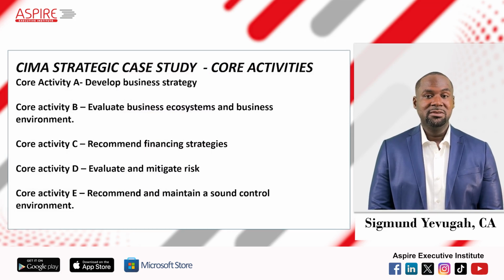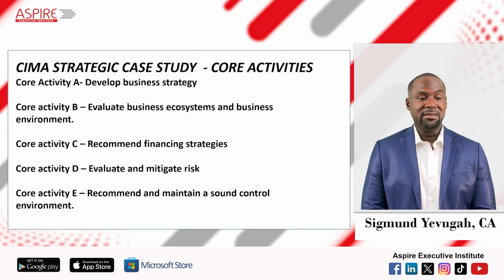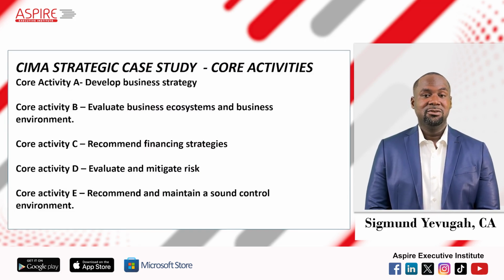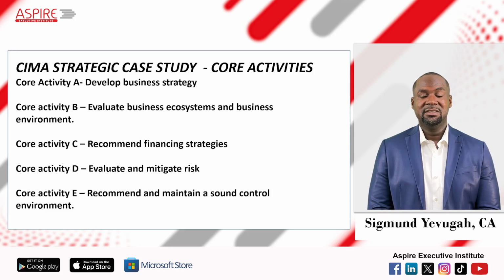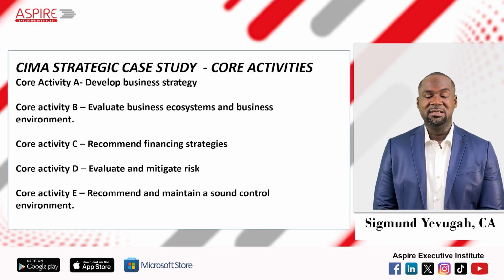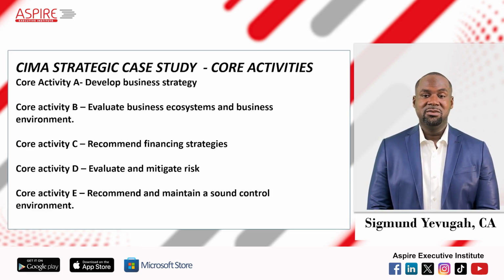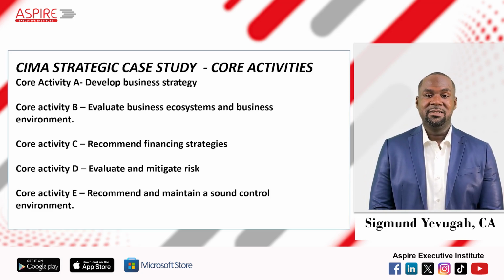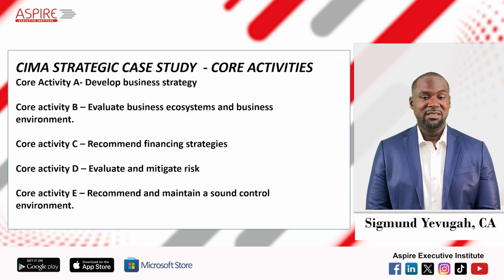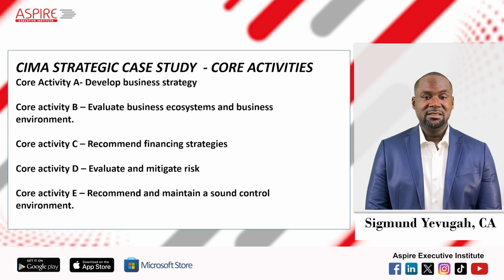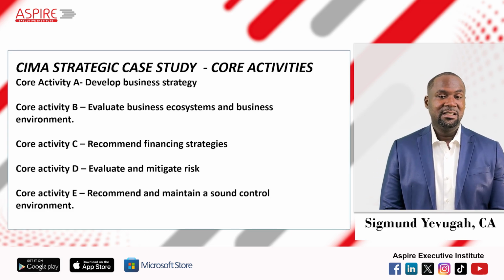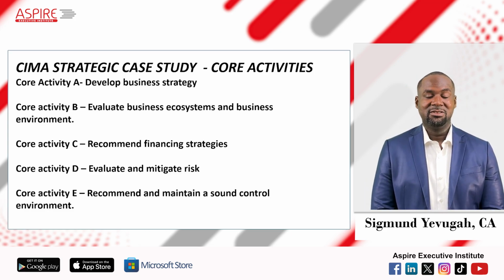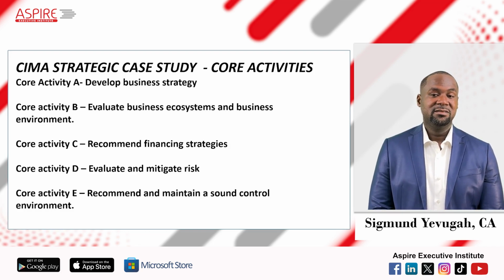The knowledge required to effectively pass the CIMA strategic case study exam requires that you have knowledge in various activities. There are activities from A to E. The first activity is that you need to be able to develop a business strategy, which is very key. You have capacity to develop a business strategy. The core activity B is that you must also have the competency required to evaluate business ecosystems as well as business environment. Then activity C requires you to be able to recommend financing strategy. As a senior finance manager writing the CIMA strategic case study paper, you should be able to recommend financing strategy.